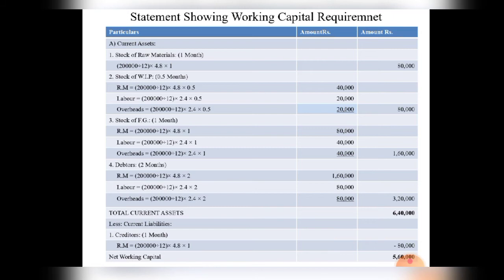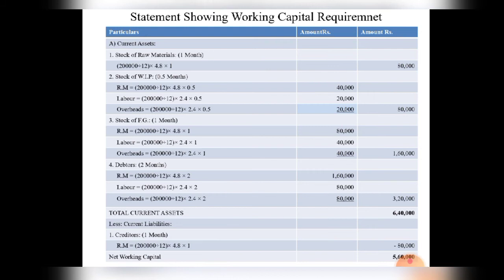So raw material: 2 lakh units divided by 12 months in a year, so we find the monthly production, into 4.8 which is the per unit cost of raw material, into 0.5 which is the half month. Then similarly labor: 2 lakh divided by 12 into 2.4 which is the per unit cost of labor into 0.5. So that comes to 20,000. Raw material is 40,000, labor 20,000. Overheads: 2 lakh units per year divided by number of months in a year into 2.4 which is the per unit cost of overheads into 0.5, that is half month.